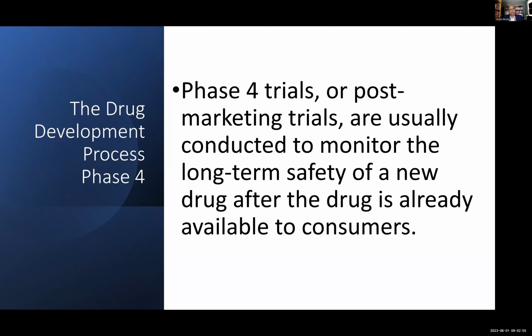Once phase 3 is completed, then we apply for the NDA. NDA full form is new drug application.